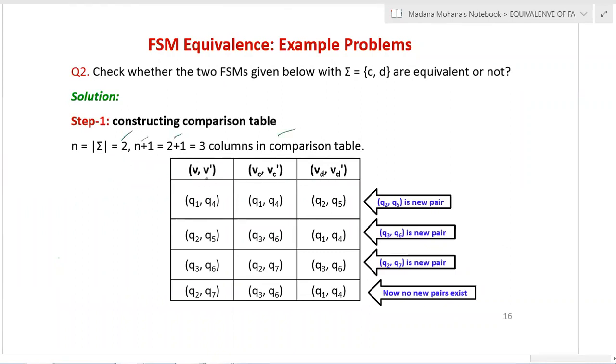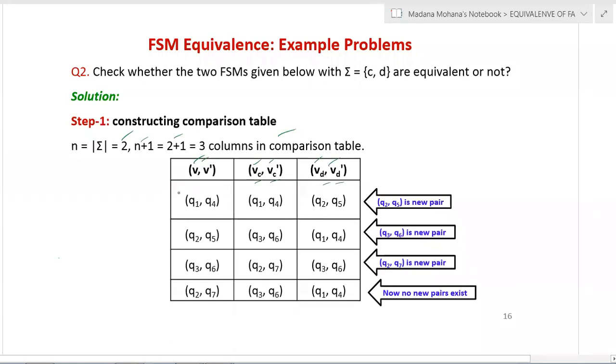So as in the previous problem, first we take V comma V dash in column 1. Then V on the first input C, that is VC, and V dash on the first input C, that is V dash C, in column 2. Then column 3 is on the second input: V on D, that is VD, then V dash D, in column 3. Here suffix C means first input, suffix D means second input.